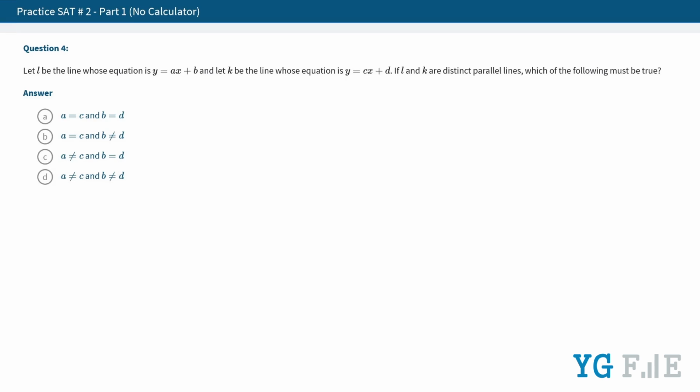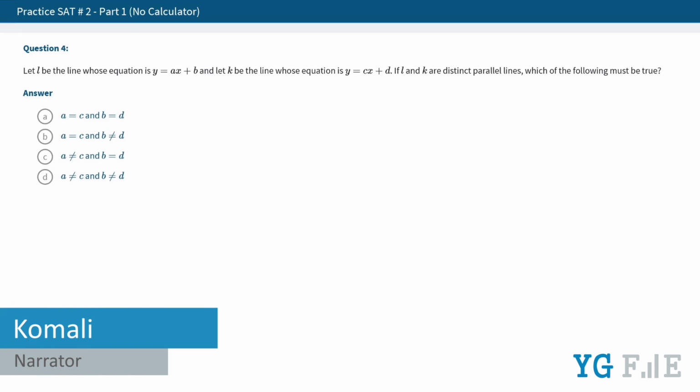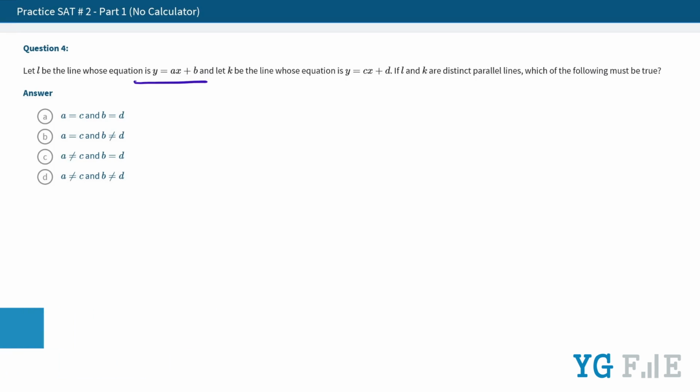Let L be the line whose equation is y equals ax plus b, and K is another line whose equation is y equals cx plus d. It is given that L and K are distinct parallel lines. Which of the following must be true?